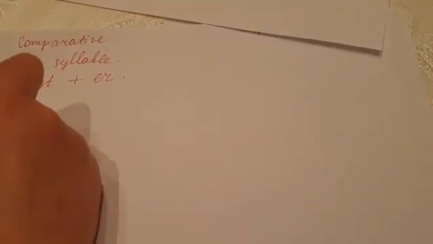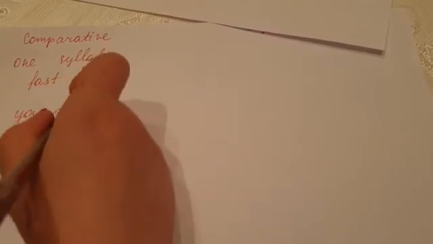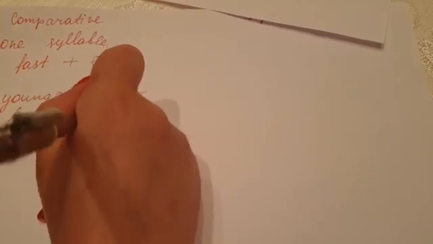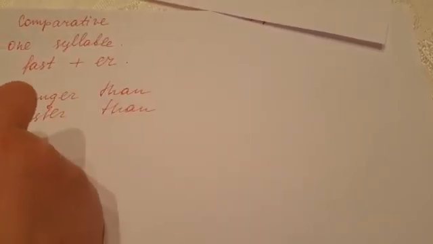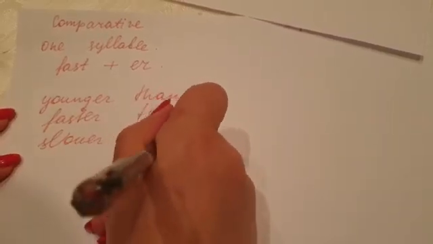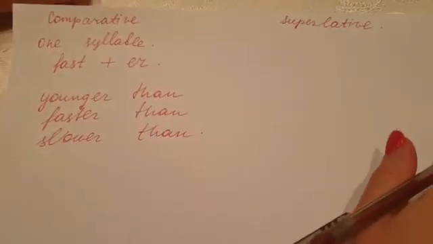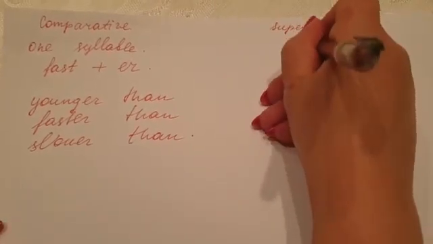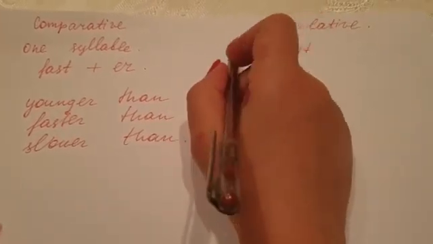For example, young has one syllable. In comparative degree, we will write younger than, faster than, slower than. In superlative degree, we write est at the end of the adjective.